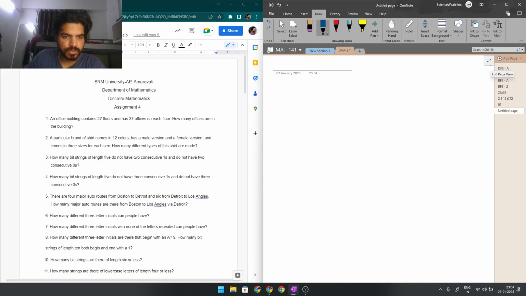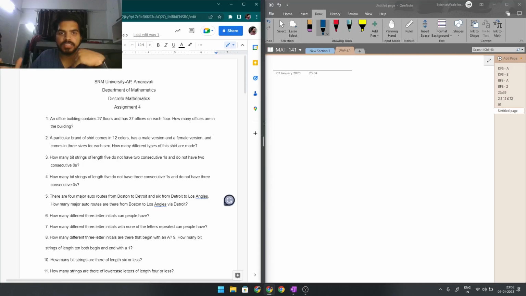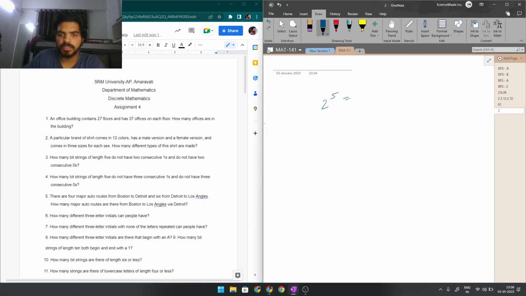Moving on to the fourth question. How many bit strings of length 5 do not have three consecutive ones and do not have three consecutive zeros? To approach this question, we will take total cases and subtract the cases where there are three consecutive ones or zeros. So total cases, we all know 2 to the power 5 will be there, that is 32 total cases.